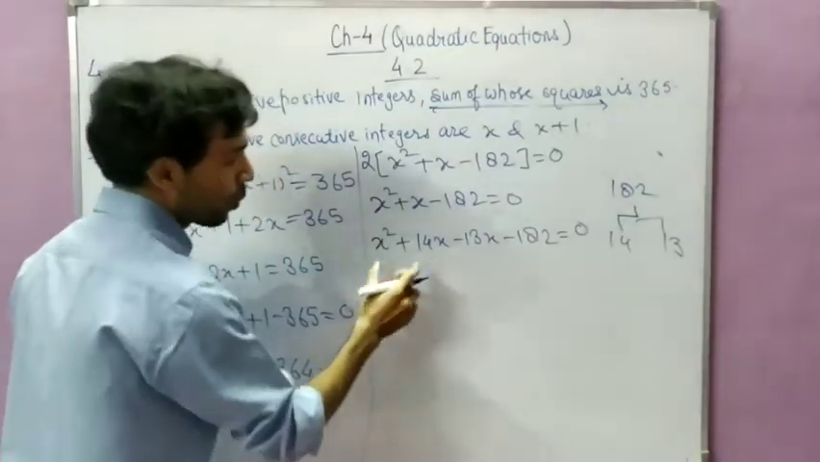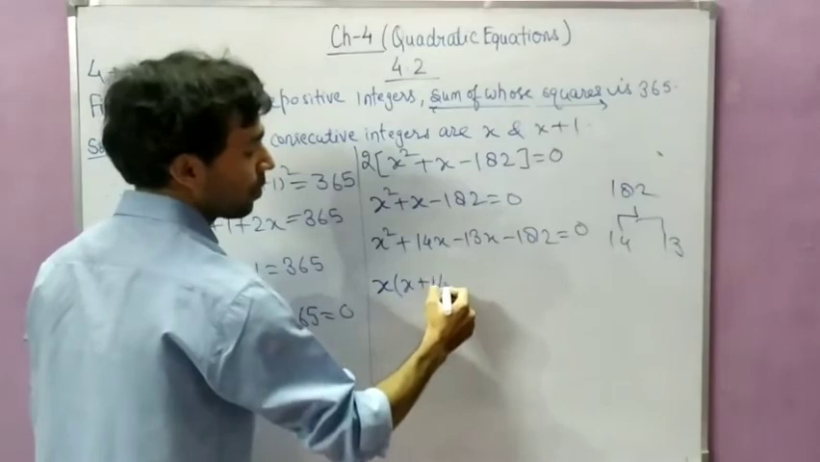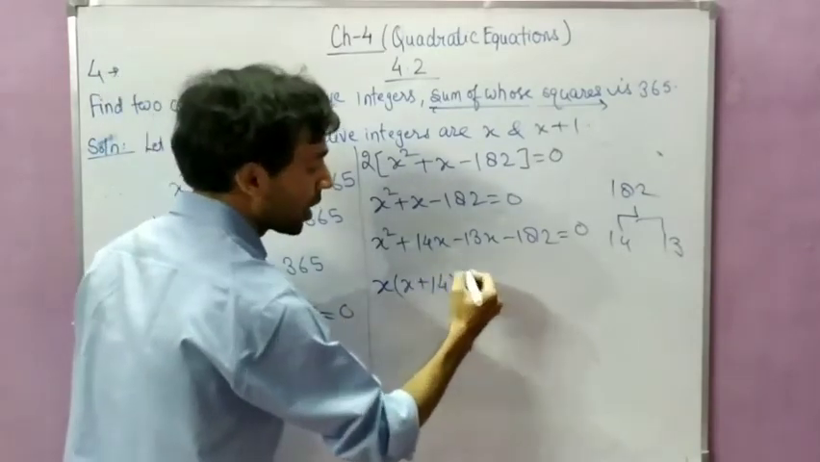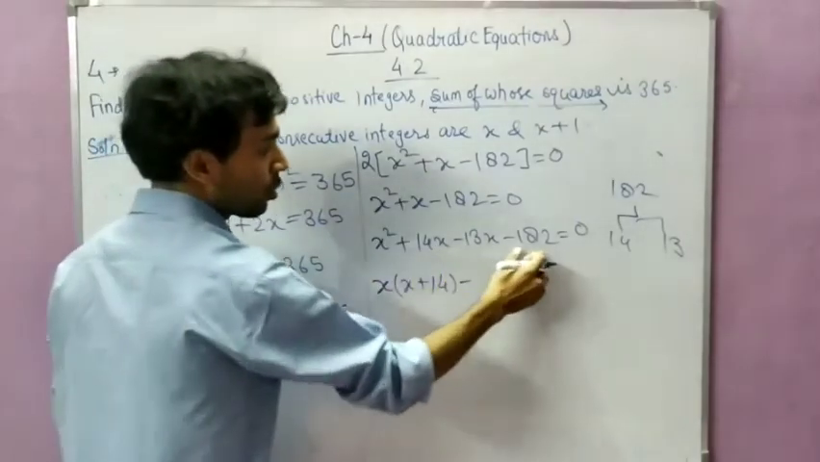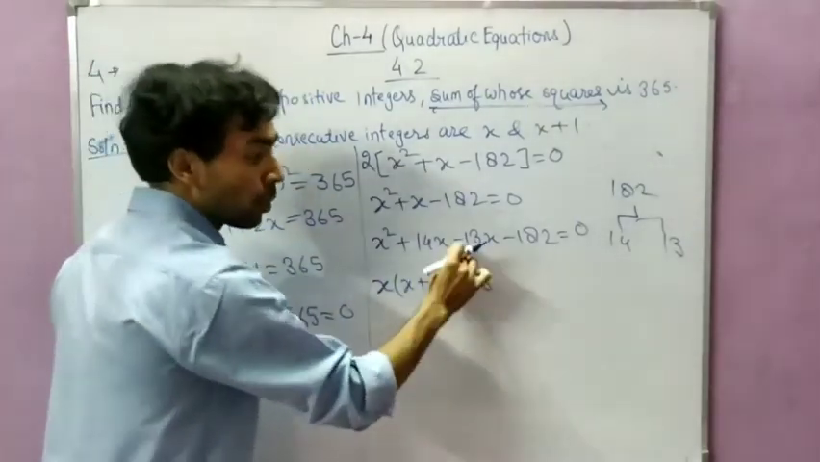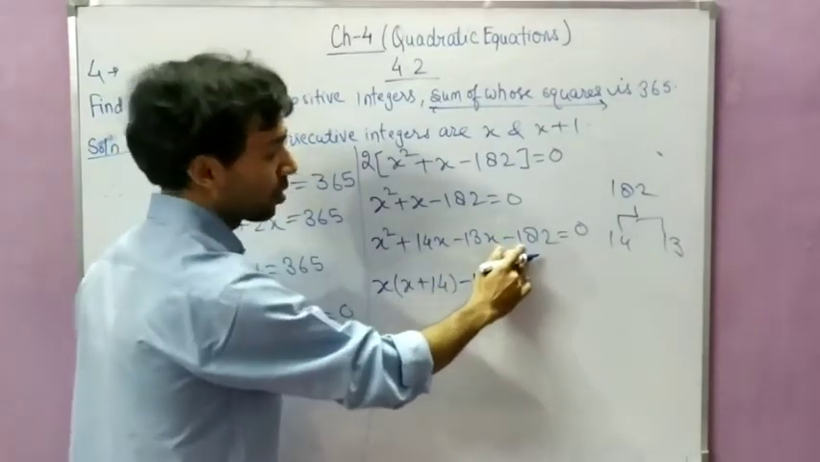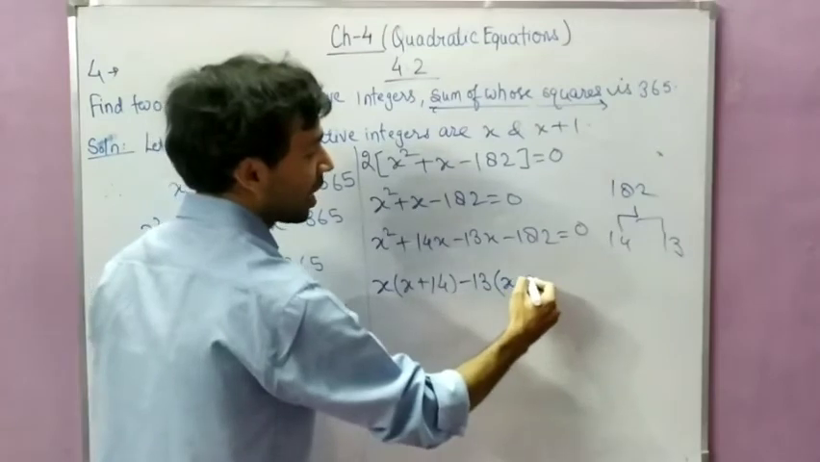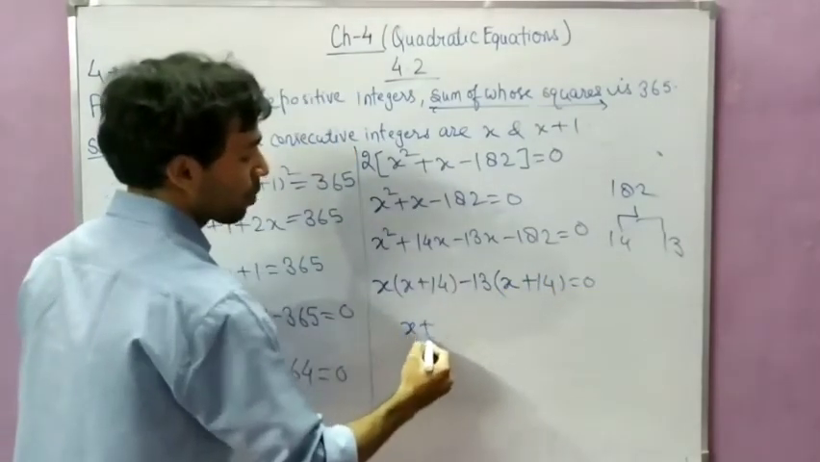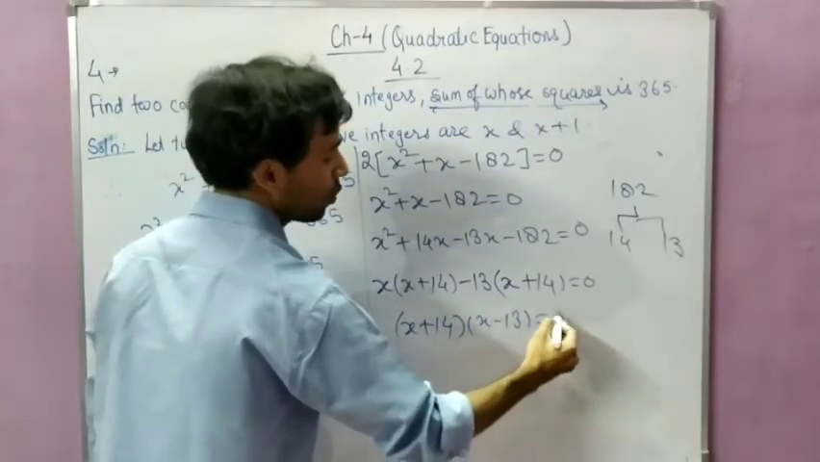Now take common. Between these two what will be common? x. So x plus 14. Between these two, the first term is negative, so negative will be common, and in these two terms 13 will be common. So when you take minus 13 common, both signs will change, so it will also become plus. So here will be left x and here will be left 14 equal to 0. So now x plus 14 and x minus 13 equal to 0.